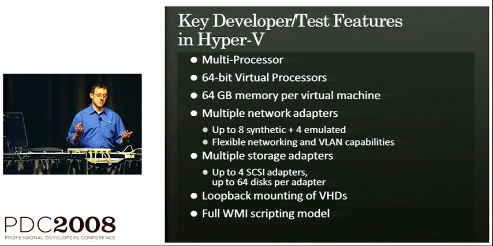We support up to 12 total network adapters, 8 synthetic and 4 emulated. And we'll talk a little bit about what the differences there are. We've got some flexible networking options like VLANs. Multiple storage adapters, so you can get 4 SCSI adapters, 64 disks per SCSI adapter, plus 4 for the IDE. So you can get a lot of storage on there. We now support loopback mounting of VHDs. This was something that Virtual Server 2005 R2 SP1 started to introduce, but it's now fully supported in Hyper-V as well. And we have a full WMI scripting model. So all of the stuff that you can do through the UI, you can do programmatically as well.